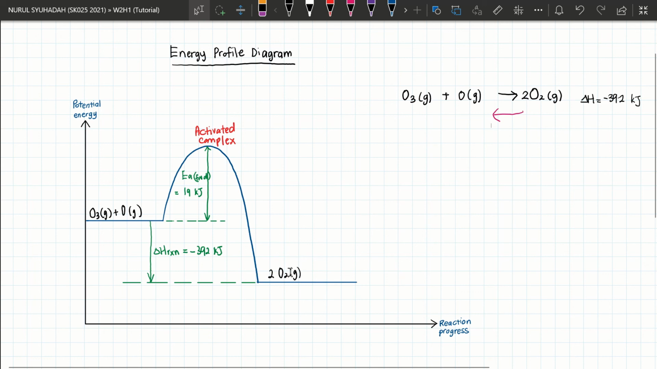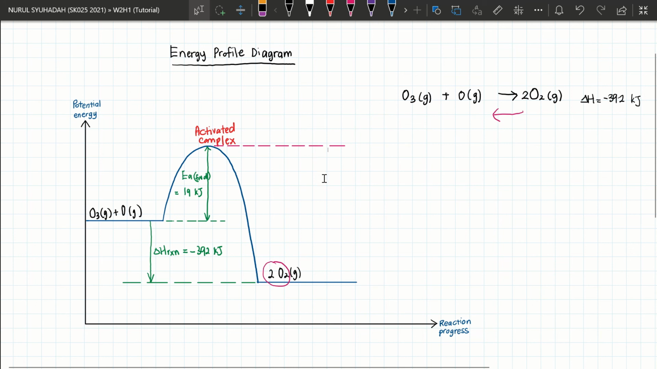To find the activation energy for the reverse reaction, since right now O2 is our reactant, we're going to draw the arrow from O2 towards the activated complex. Let me draw the arrow for you. You can draw the line outside here to not make the diagram too complicated.